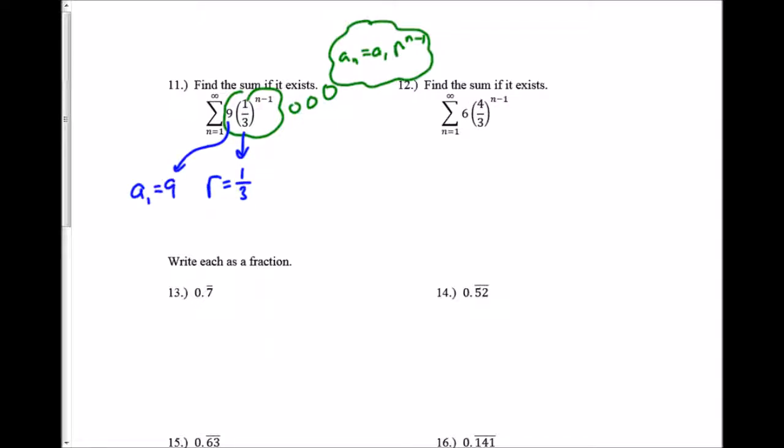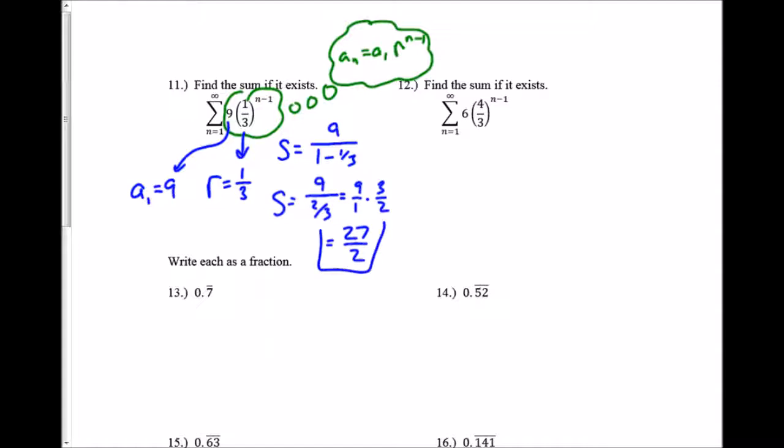I do S equals 9 over 1 minus R, which is the 1/3. So that's S equals 9 over 2/3, which again, dividing by a fraction is the same as multiplying by the reciprocal. And so that gives me a 27 over 2. And that's it. Okay? The next one, I do the same thing. It's in that same format.